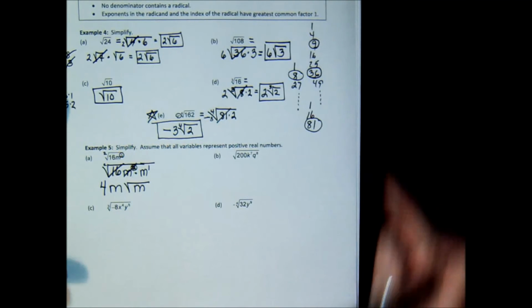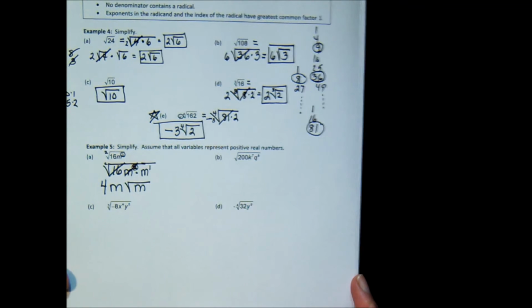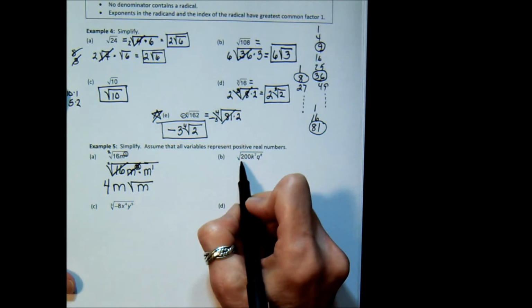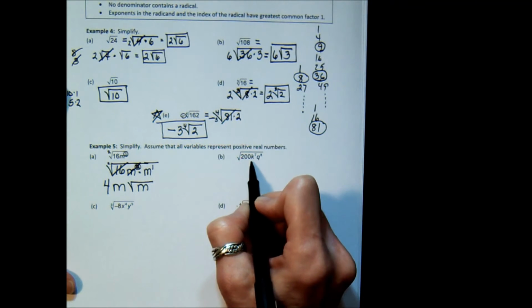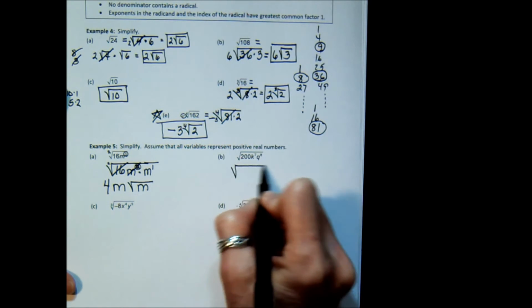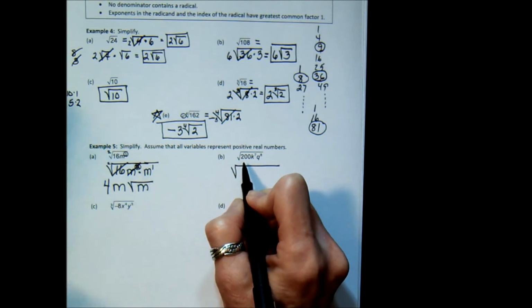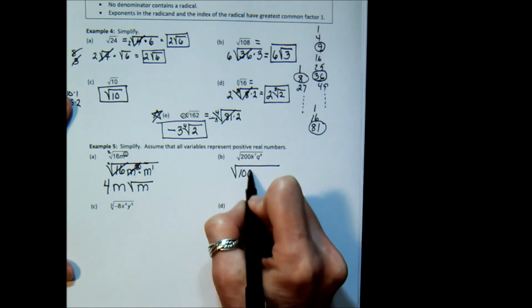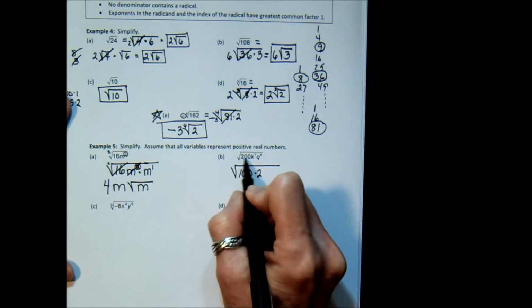Let's try another one, because I think it takes several times to actually see this with the variables. And then once you do, the variables are easier than the numbers. So let's look at the square root of 200 k to the 7th q to the 8th. What I want to do is break down the 200 into a perfect square factor. 100 times 2. By the way, anything that's times 100 is easy.